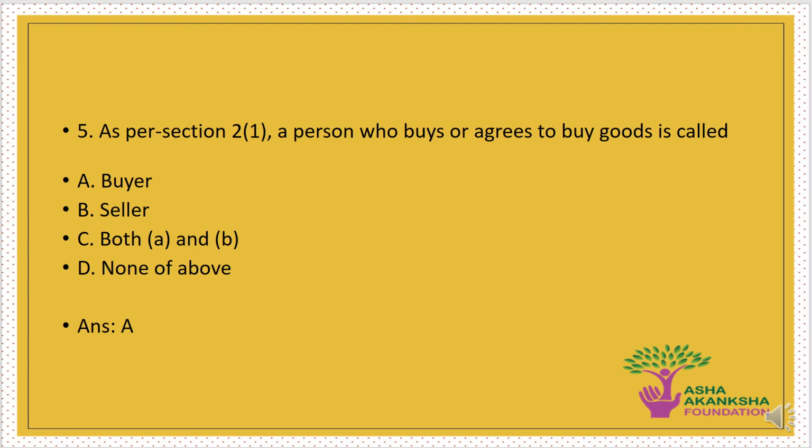The next question is, as per Section 2 clause 1, a person who buys or agrees to buy goods is called which of the following? Options are A, Buyer, B, Seller, C, Both A and B, or D, none of the above. The correct answer to this question is option A, that is, as per Section 2 clause 1, a person who buys or agrees to buy goods is known as a buyer.